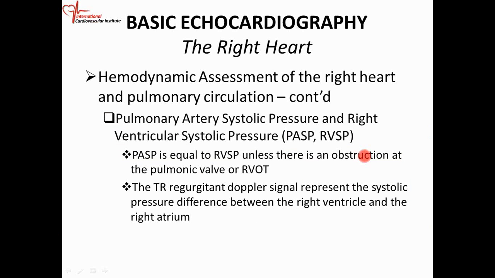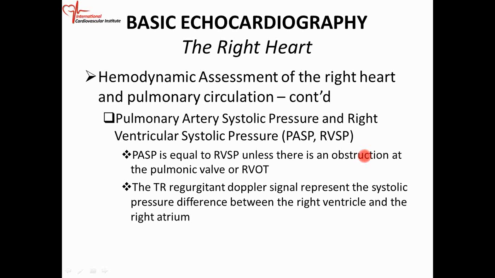So again, the right ventricular systolic pressure is the same thing as the pulmonary artery systolic pressure, unless there is obstruction at the right ventricular outflow tract. I did show you guys how to measure the pulmonary artery diastolic pressure.